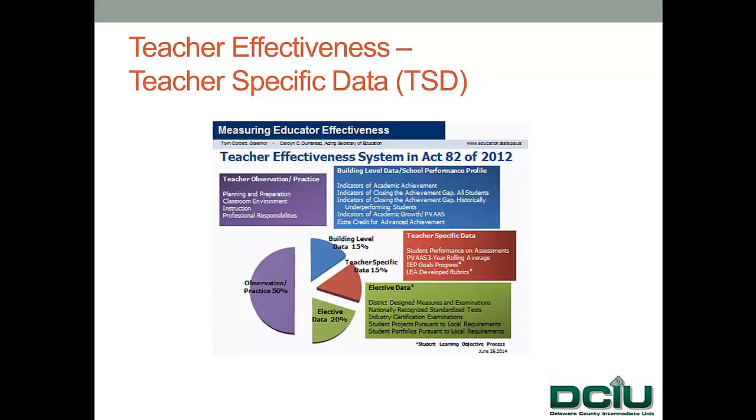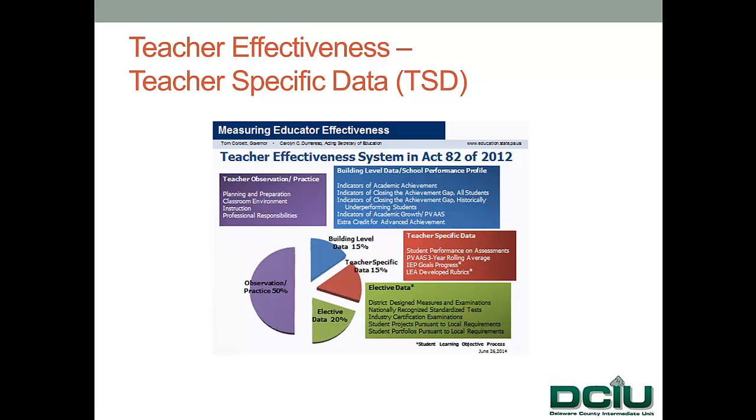In purple, the observation and practice rating rooted in Danielson. In blue, the building level data, that is the school performance profile. In green, the elective data, which we know as the student learning objective SLO process. And then teacher-specific data, which has been clarified, as I've mentioned, with those 4 elements that make up teacher-specific data: student performance on assessments, teacher PVAS, IEP goals progress, and locally developed rubrics, or LDRs.